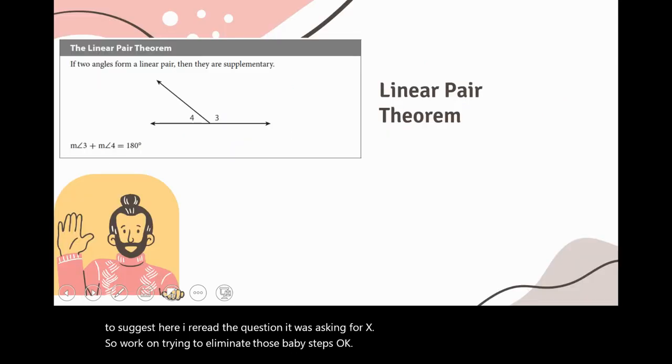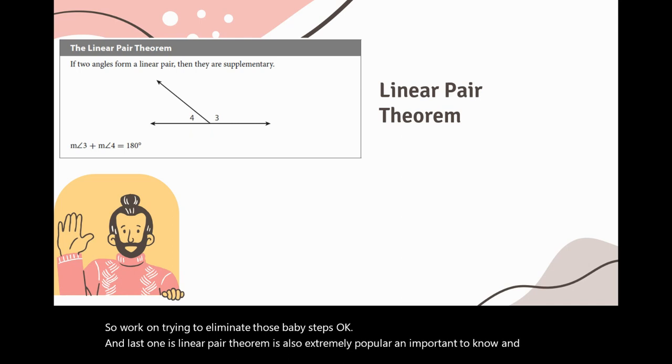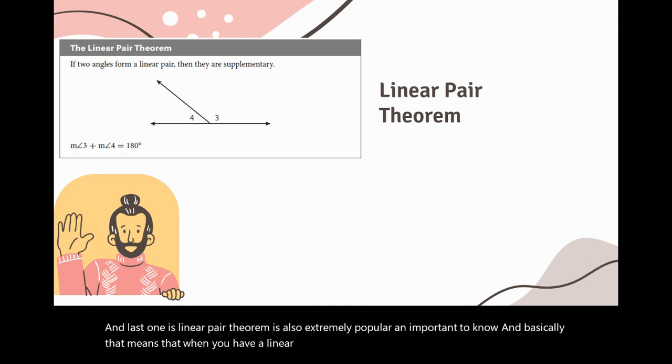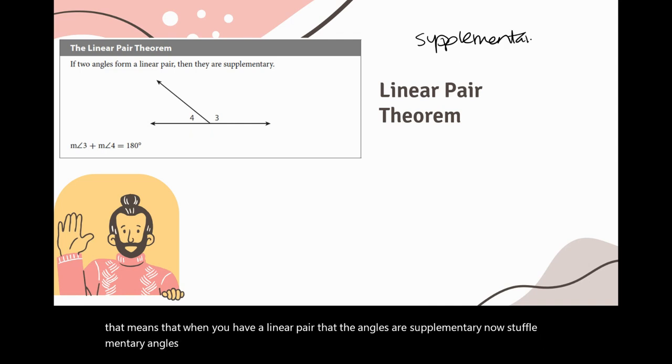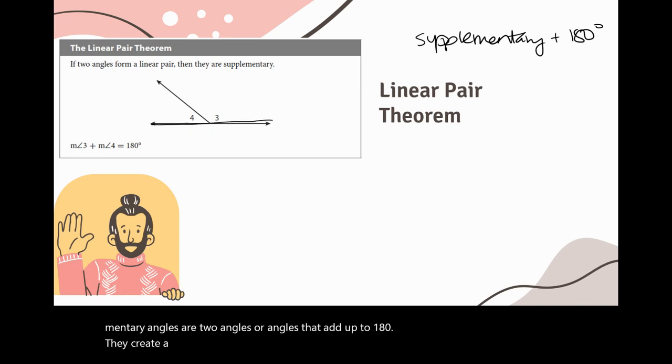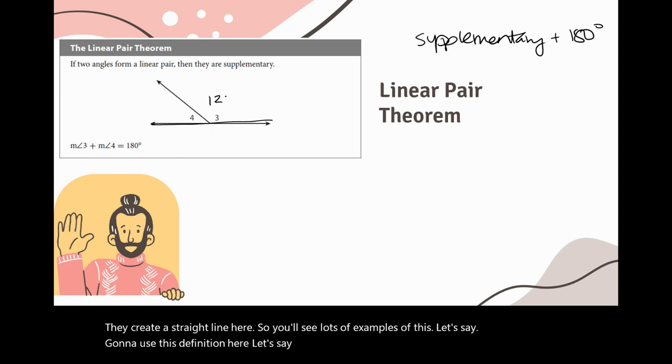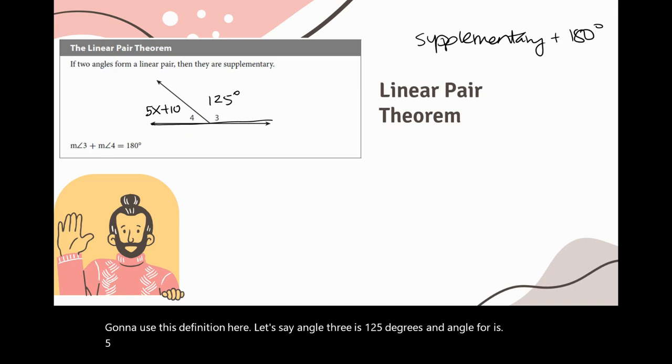And the last one is the linear pair theorem, which is also extremely popular and important to know. Basically that means that when you have a linear pair, the angles are supplementary. Supplementary angles are two angles that add up to 180. They create a straight line here. So you'll see lots of examples of this. Let's say angle 3 is 125 degrees and angle 4 is 5x plus 10.